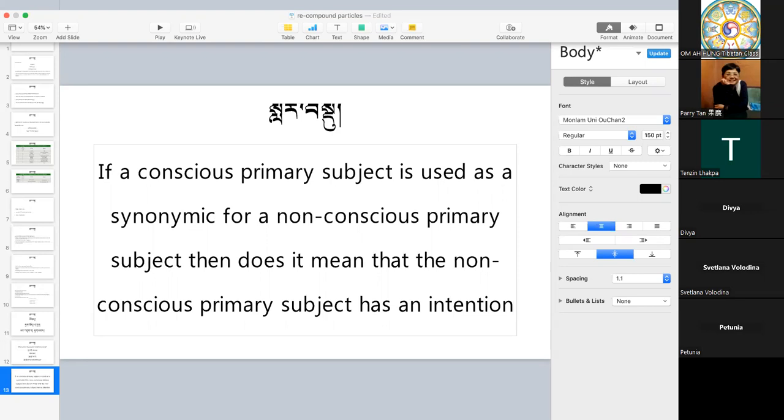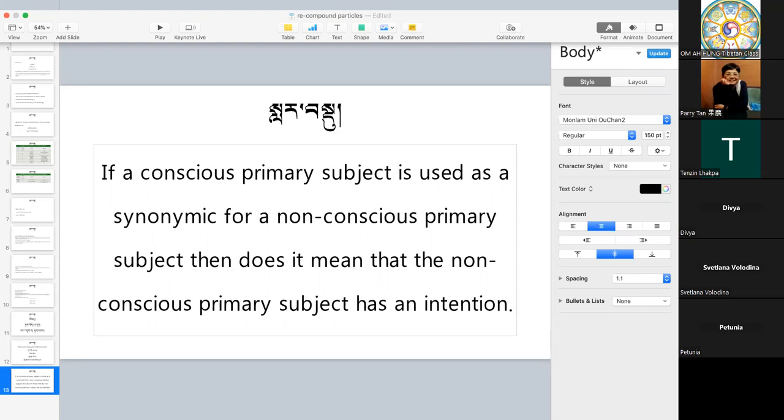So the question is, if a conscious primary subject is used as a synonymic for a non-conscious primary subject, then does it mean that the non-conscious primary subject has an intention? No, we'll say no. Why? Because though it has the same meaning to that of the word itself, the context is what matters.